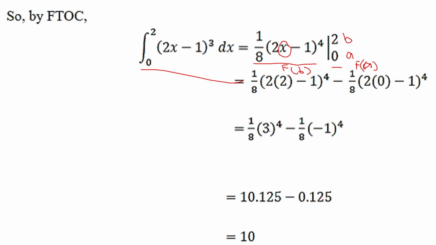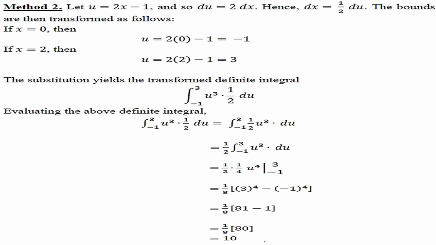Okay, so as you can see, 1/8 times 3^4 is 10.125. Then copy the operation minus. 1/8 times (-1)^4 is 0.125. Therefore, 10.125 minus 0.125 is equal to 10. So that is your answer. Okay, let us proceed to our method 2.